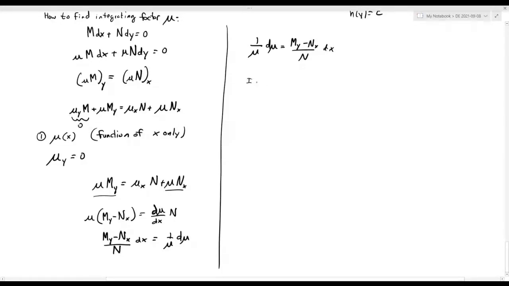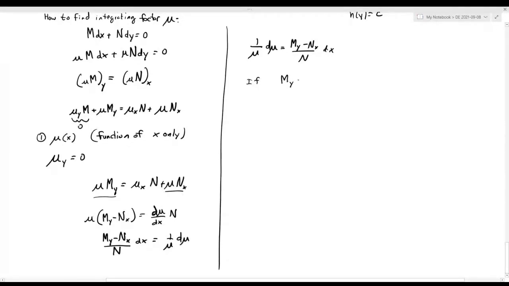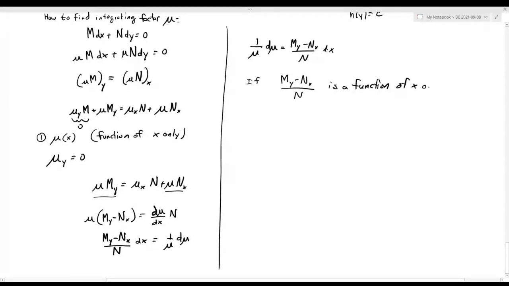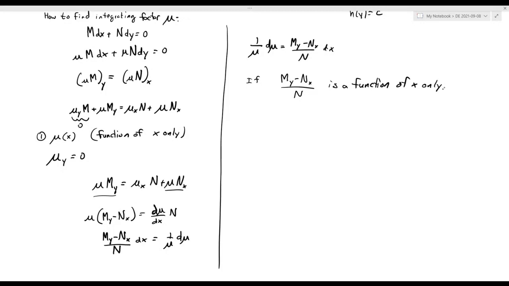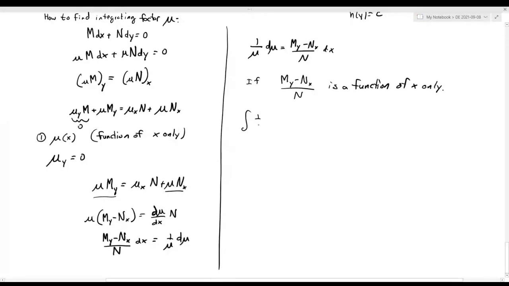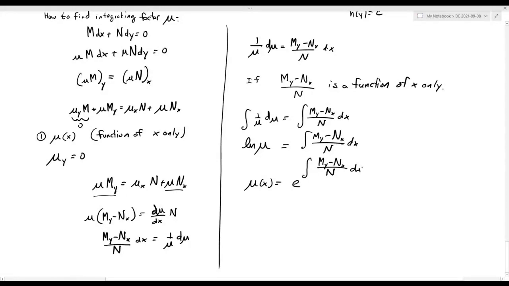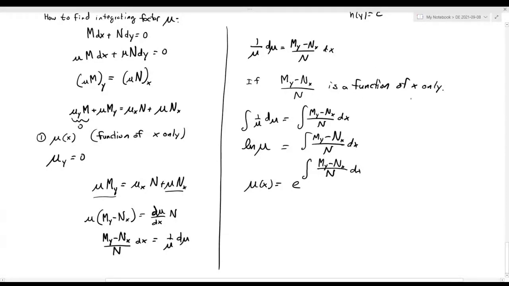So if this expression is a function of x and no other variable, then the assumption that mu is a function of x is valid, and then we can just anti-differentiate both sides here to recover mu. And then exponentiate, and then you have a formula for an integrating factor. But for this to work, remember, this condition has to hold, right?